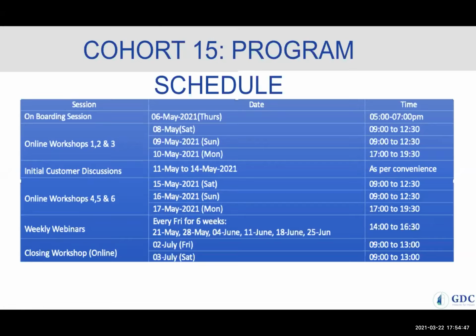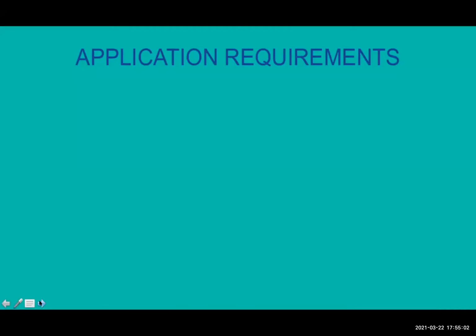All right. Okay. So after the 2 weekends of sessions, we have weekly webinars for 6 weeks. Those are 6 webinars, and the closing workshop, which is the last 2 days of the cohort, 2nd and 3rd July. All right. So to summarize, what are the requirements for the application to cohort 15?